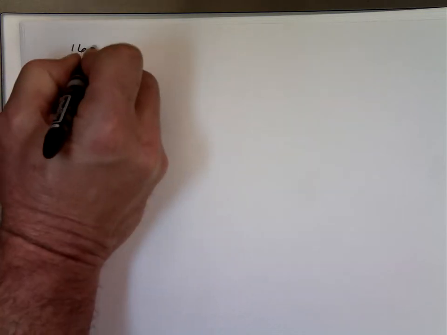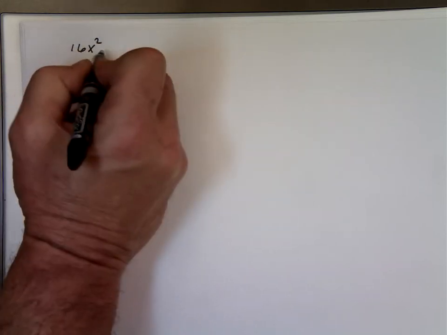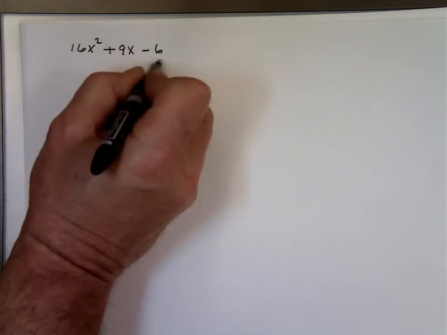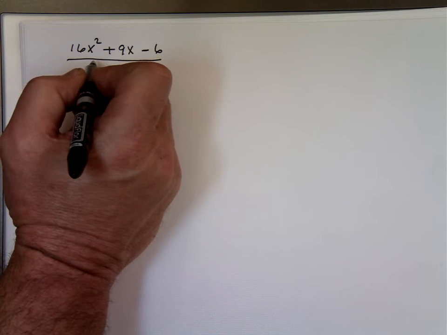Let me try this one. 16x squared plus 9x minus 6 over 2x minus 1.